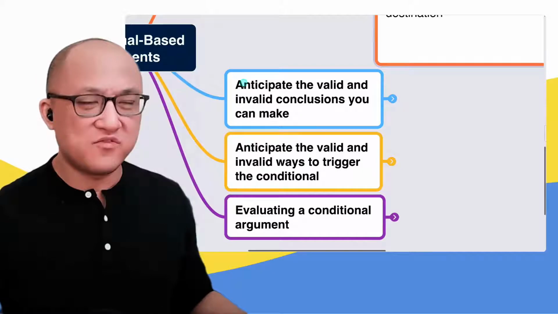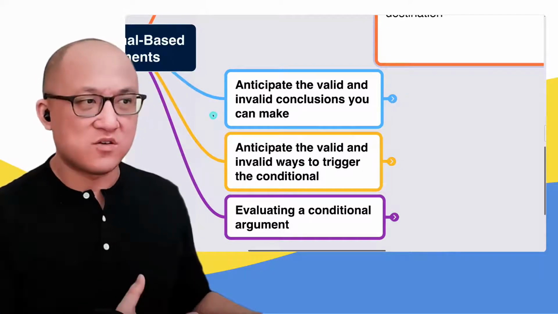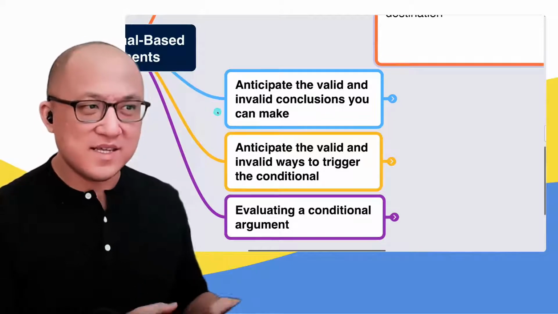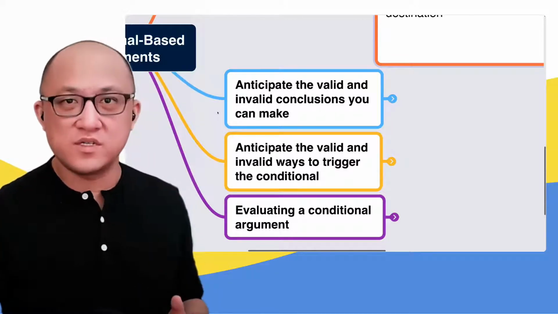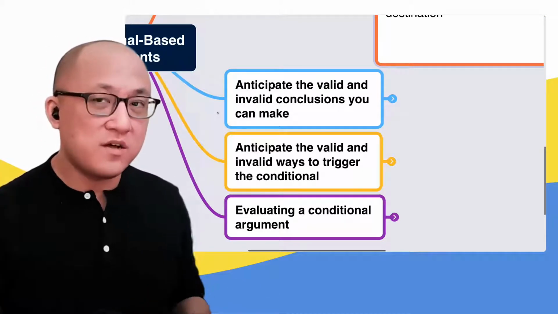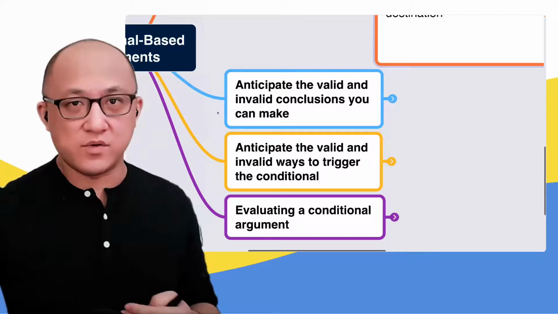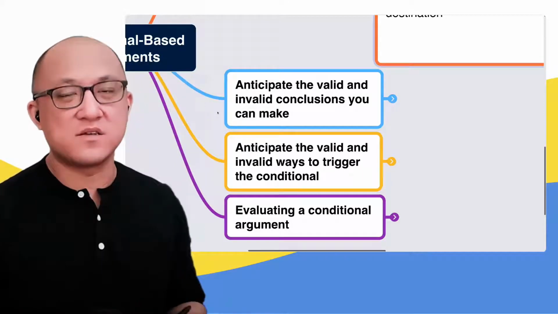So the first thing that is often helpful when you encounter a conditional is to think about the kinds of conclusions that you could validly draw based on that conditional, as well as the kinds of invalid conclusions that someone might try to make based on a conditional.